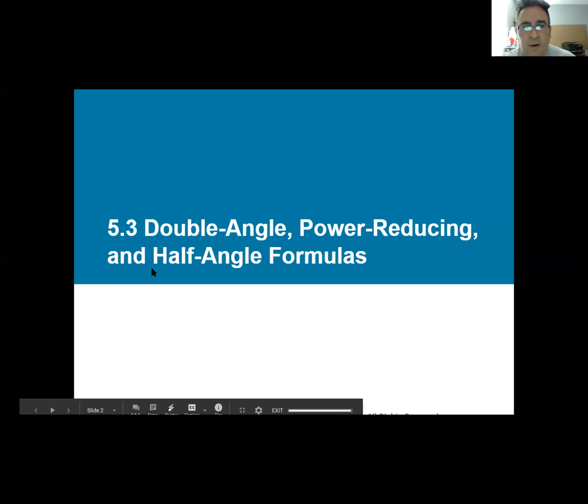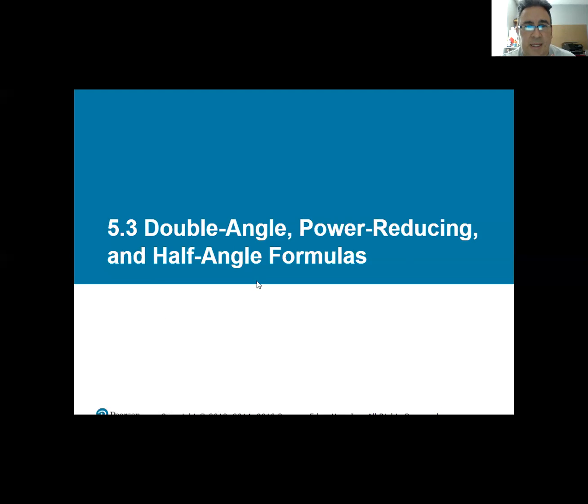All right, so let's go ahead and get started. This is double angle, power reducing, and half angle formulas. Although there are proofs to these, we are only going to talk about how to use them. If you want to see the proofs, I put some links for School Yourself, and they give you kind of an informal proof of them. And I might post some proofs later if you want to know where they come from.